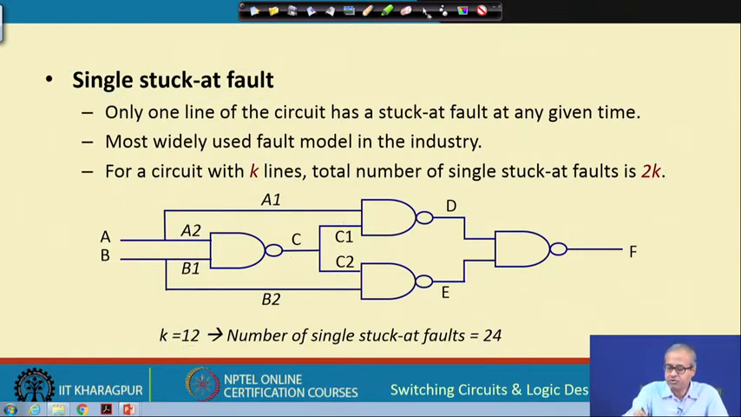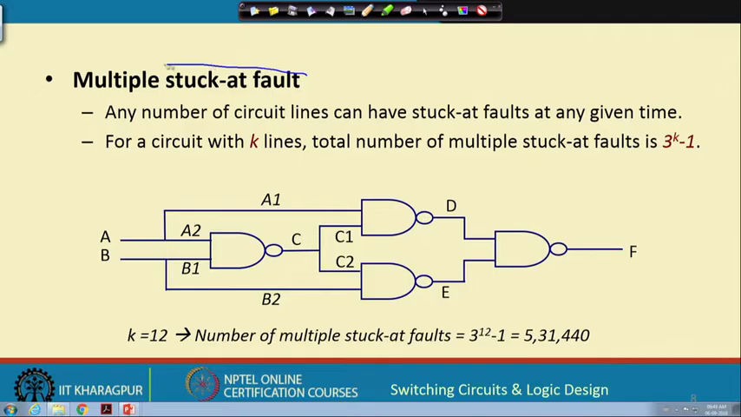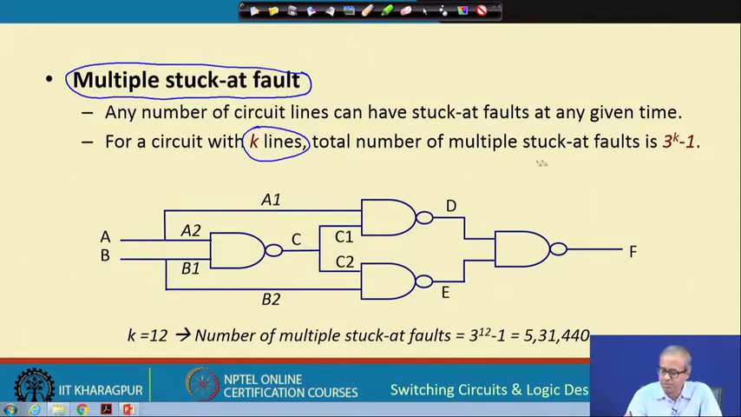Now, people have also talked about multiple stuck at faults, which means more than one line having stuck at faults at the same time. So, here something is mentioned that for a circuit with k lines, total number of multiple stuck at faults can be 3 to the power k minus 1, but how is it coming 3 to the power k minus 1?